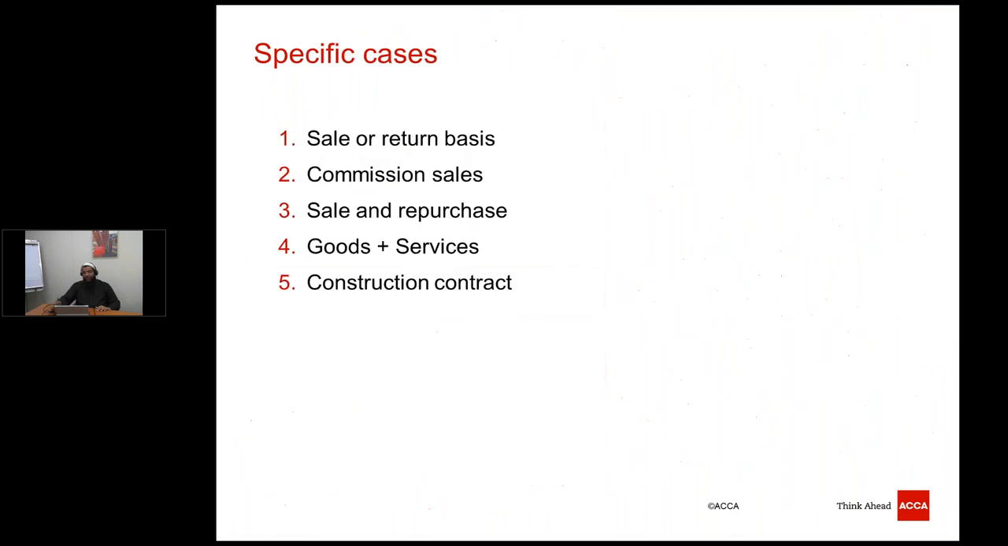Okay, now we are going to discuss some of these specific cases. Specific cases are more relevant in a final accounts question in the preparation of the entity specific financials.